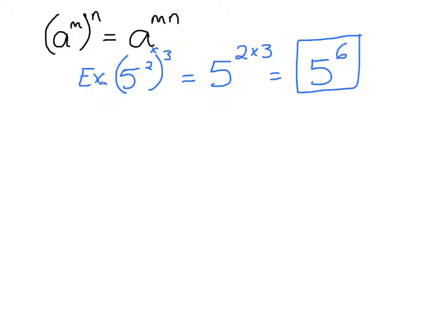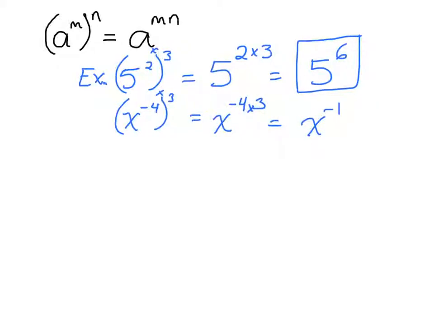One more example, x to the power of negative 4, to the power of 3. Power to a power, multiply our exponents together. X to the power of negative 4 times 3 gives us x to the power of negative 12.